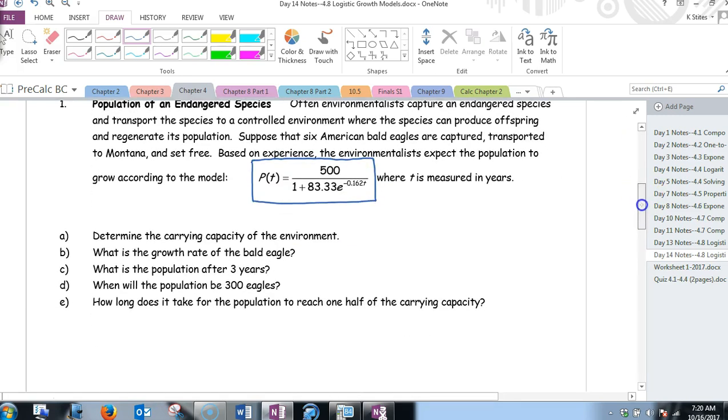So the first thing you're supposed to identify is the carrying capacity of the environment. Remember, that's just the most bald eagles you could have. So the carrying capacity is always C, this value on top. So that's just 500 bald eagles. That means that the environment could not sustain more than 500 bald eagles. The growth rate of the bald eagle is just this guy down here. And remember, don't worry about the negative. This would just be 16.2%.